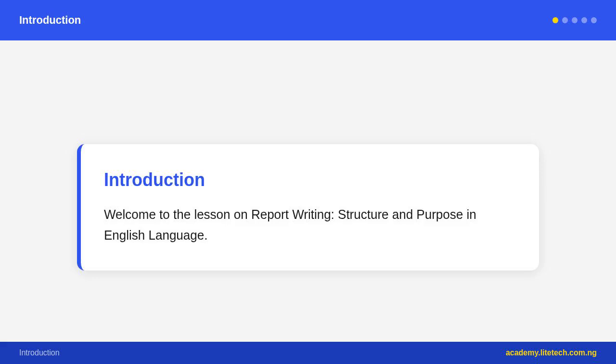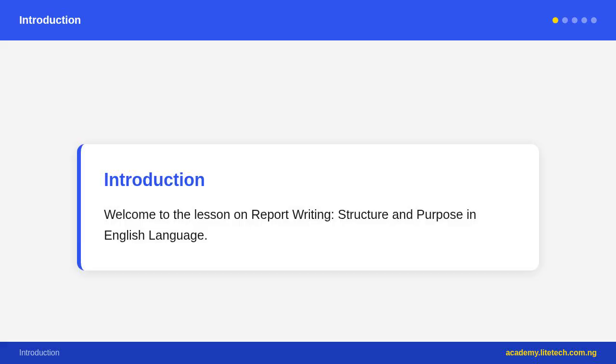Reports are used in schools: trip reports, project reports, incident reports. In government and organizations: committee reports, annual reports, inspection reports. In business: sales reports, progress reports. In science and research: experiment reports, research reports.